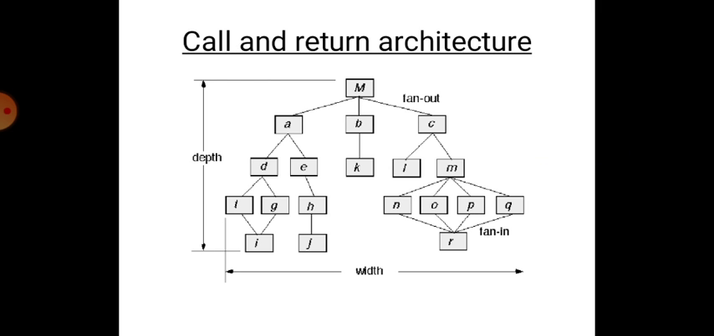So next category is call and return architecture. Students, in this call and return architecture, how many clients a server can serve is very important here. Here the client gives a call and the server gives services. That is what is studied here in call and return architecture.